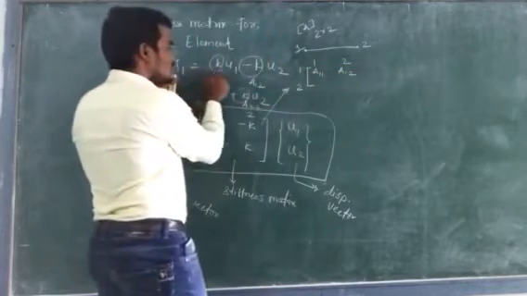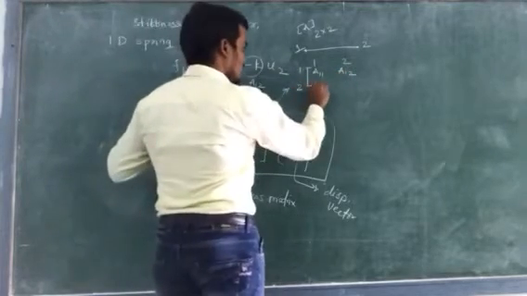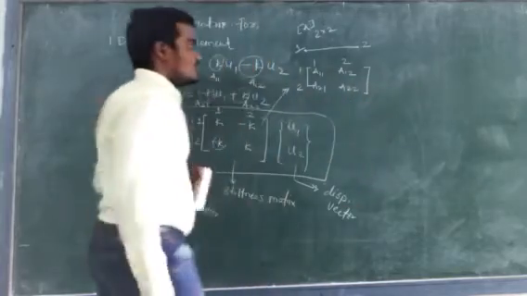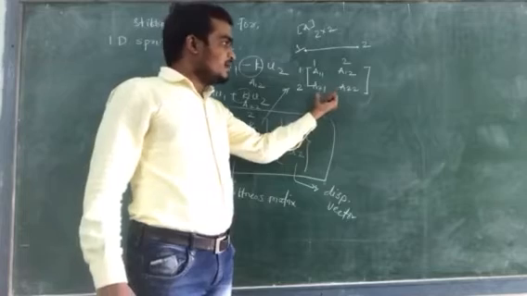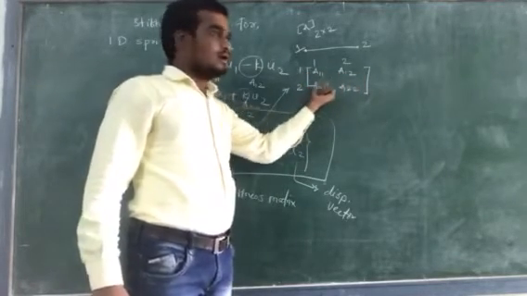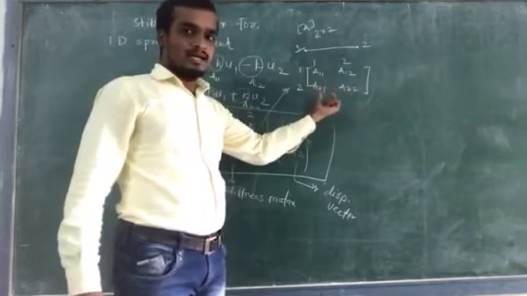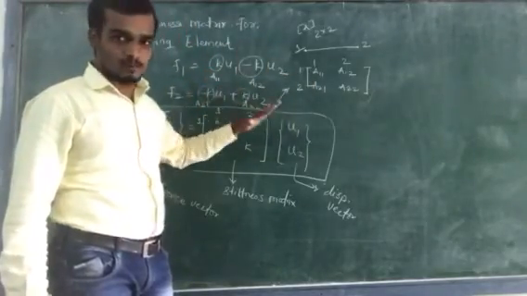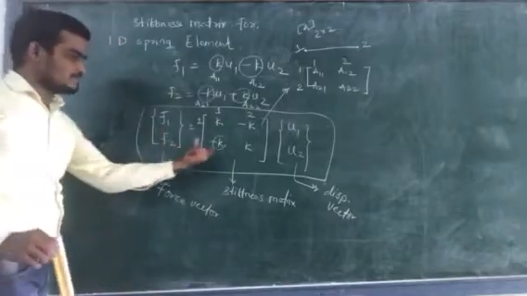From the first equation you will get A11, A12. From the second equation you will get A21, A22. So for one element only, the elemental stiffness matrix will become A11, A12, A21, A22. In this way, we can write the elemental stiffness matrix for a spring element. This is your derivation for the stiffness matrix.